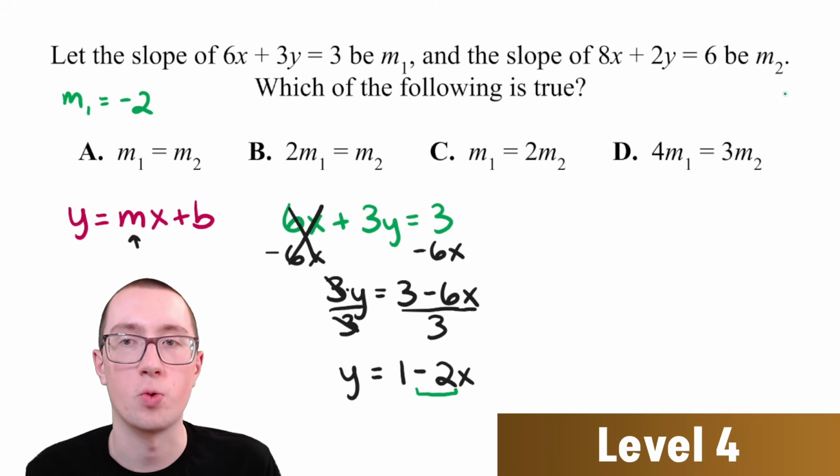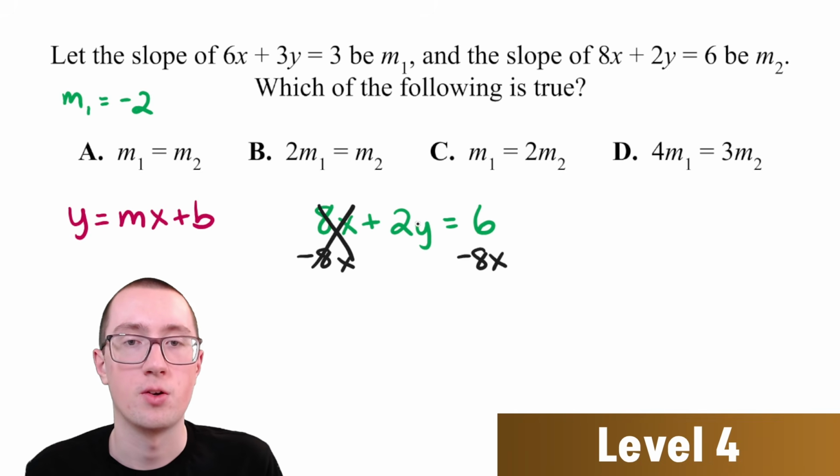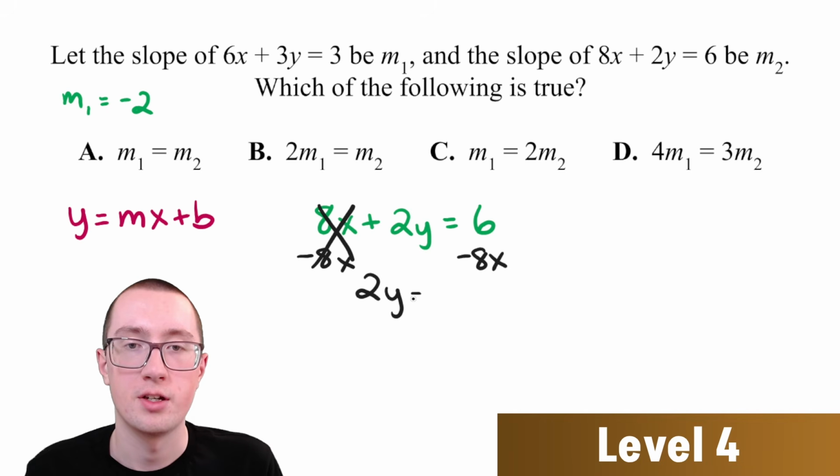So let's go ahead and find out what m2 is now. Here's our second equation, and we're going to do it the same way. We're going to try to get y by itself. So I'm going to start by subtracting 8x from both sides. So these cancel out. On the left side, we just have 2y. Then on the right side, we have 6 minus 8x.